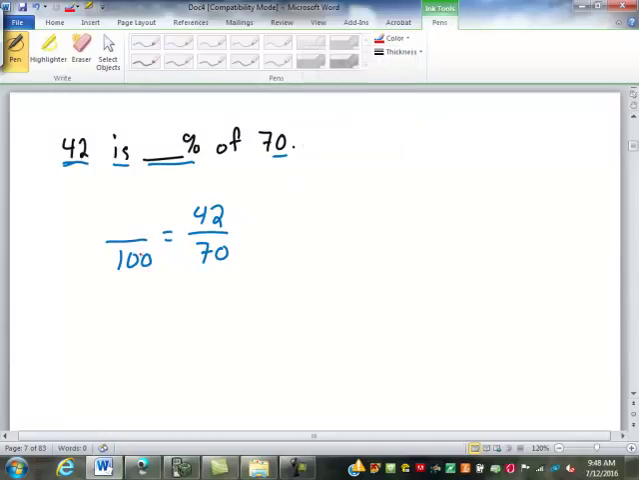Then you cross multiply. Now, you're still going to cross multiply and divide. It's just there's a different number missing in the proportion. So you're going to cross multiply in a different direction. 100 times 42 is 4,200. Divided by 70 is 60. 60 out of 100 or 60%. 42 is 60% of 70.